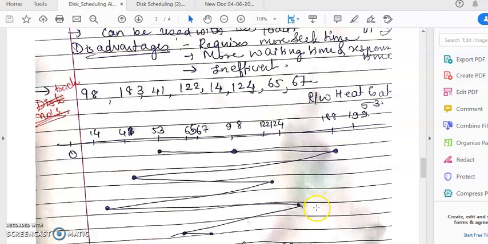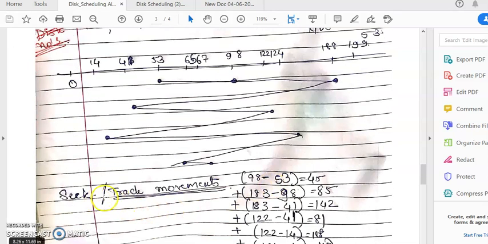You will see there are many major track movements over here, so there is a lot of wasted time, and a lot of waiting time also. Then after 124, I have 65 and then I'll serve 67, that's the last one.